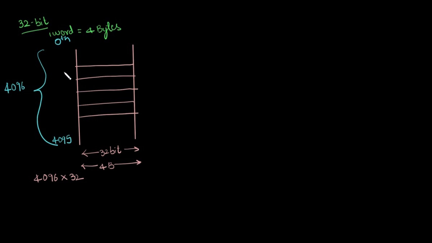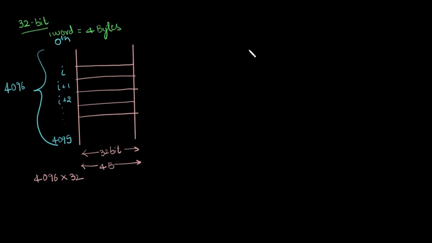Suppose let us say some random word in between. Let us say this is word I, then the next word is at location I plus 1, and the next word is at location I plus 2, and this goes on.